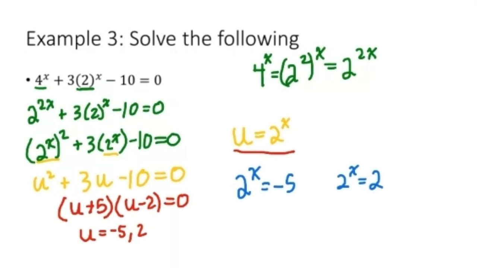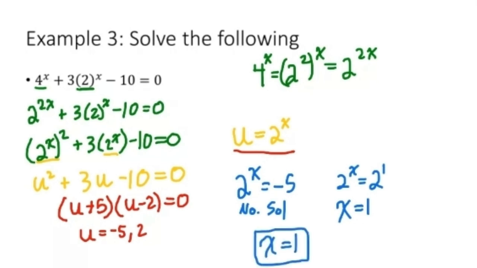How do we solve 2 to the x equals -5? Well, think about the range of our exponential functions, b to the x. The range of exponential functions is the set of positive numbers. So it's impossible for an exponential function to be negative. So is it possible for 2 to the x to equal -5? No. So there's no solution from the first case. If we look at the second, 2 to the x equals 2. Well, 2 is the same as 2 to the first, so we can see x equals 1. So our only solution to the equation is x equals 1.